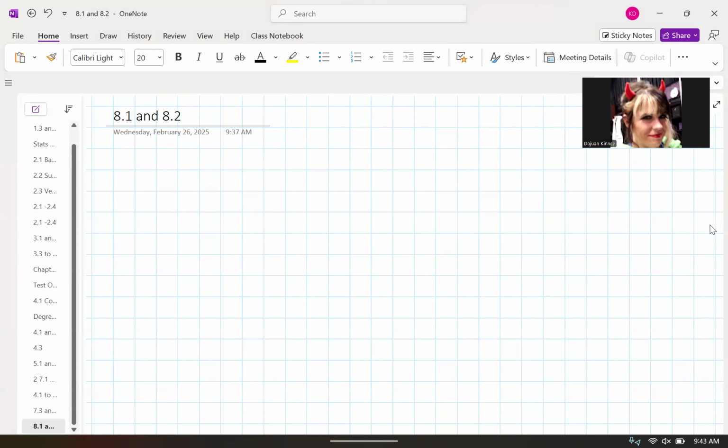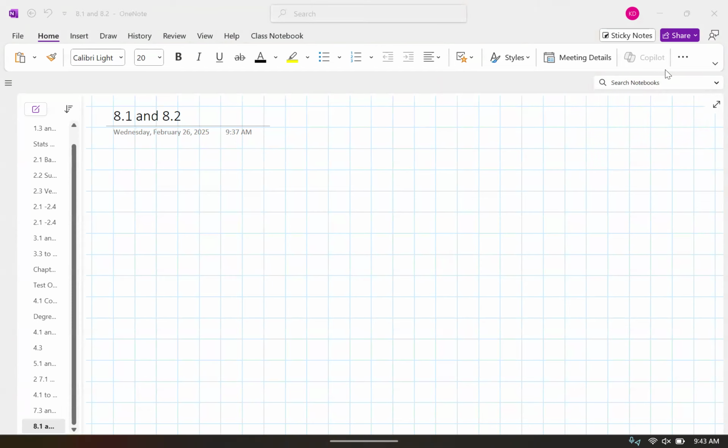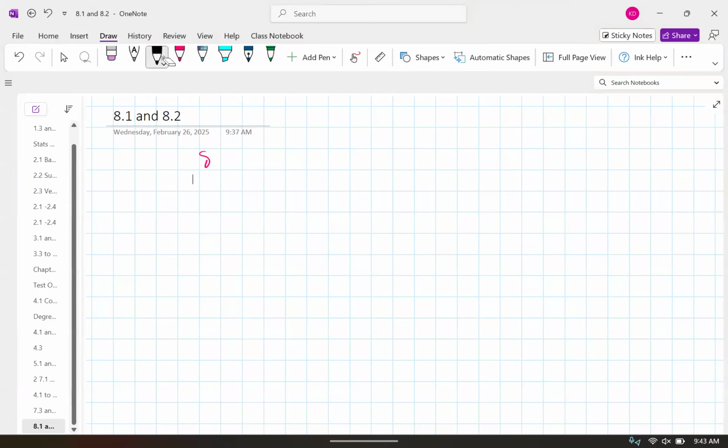All right, let me get rid of this because it's in my way. Let's do 8.1. That is pink, not ink. This is distribution of the sample mean.